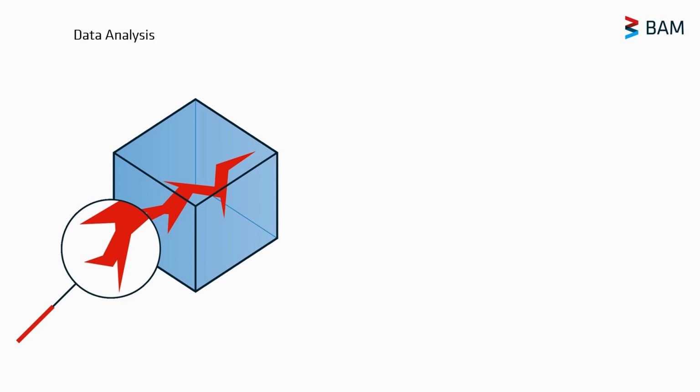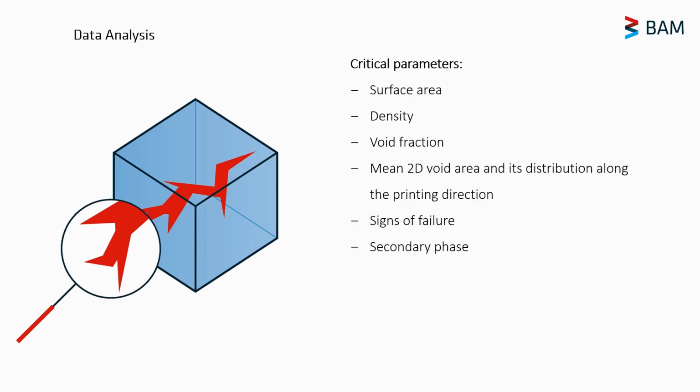The data analysis includes critical information about the sample surface area, density, void fraction, mean 2D area, and its distribution along the printing direction. In addition, we can assess signs of failure and the formation of secondary phases. These parameters have an impact on material performance in terms of its heat transfer efficiency, magnetic and mechanical properties.